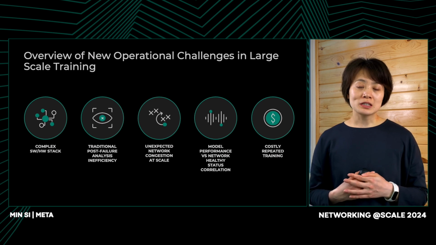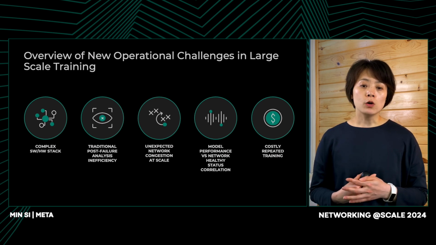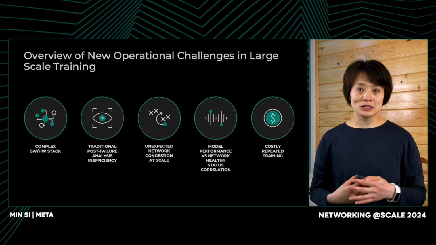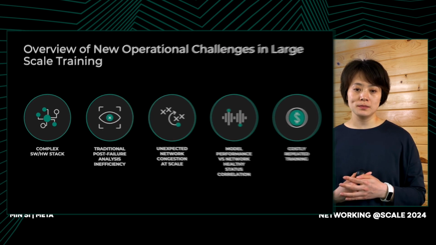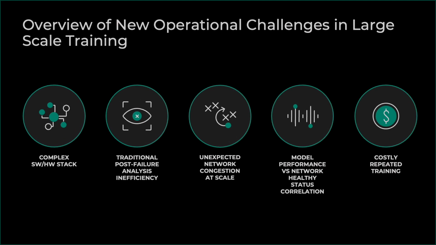And also, because of the scale of the network system, we often hit unexpected network congestion, which happens much more frequently than when we run at a small scale. And when we think about how operational engineers or model developers try to debug issues, we often need to have a reasonable understanding of the correlation between model performance and network healthy status. However, because of the complex software stack, as we mentioned at the beginning, this routine becomes very challenging and impractical.